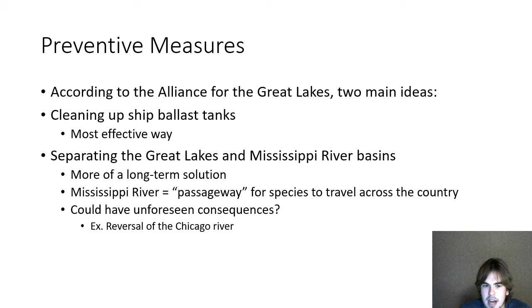And then another kind of oddball idea that they had was separating the Great Lakes and Mississippi River basins, which obviously would be a very long-term solution and something that would take a lot of work and effort to do. But the Mississippi River is a passageway for species to travel across the country, as it runs right down the middle of our nation and out to the oceans. Species can use that as a little hallway or a corridor to get from the oceans to freshwater bodies of water. But it also could have some unforeseen consequences if we were to do this that are similar to that of the reversal of the Chicago River, if you know anything about that.